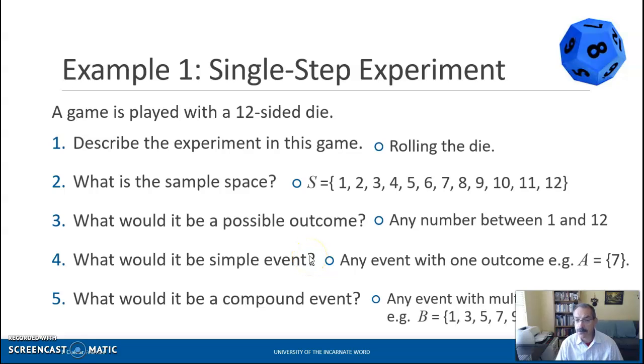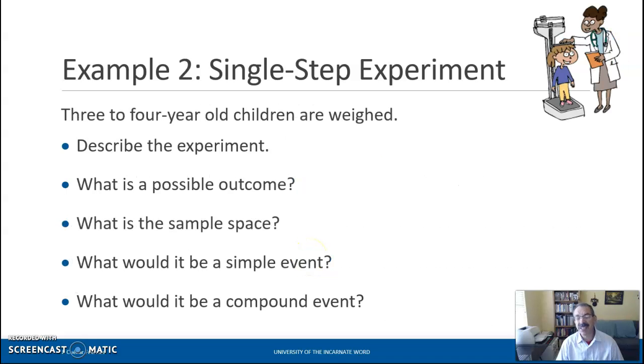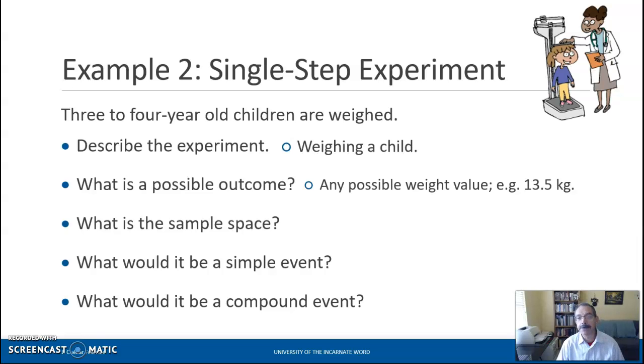Here's another example, perhaps a little less straightforward. In this case, 3 to 4 year old children are weighed. So what is the experiment here? Well, the experiment is weighing a child. What would be a possible outcome? Well, any weight that you obtain, let's say 13.5 kilograms. What is the sample space here?